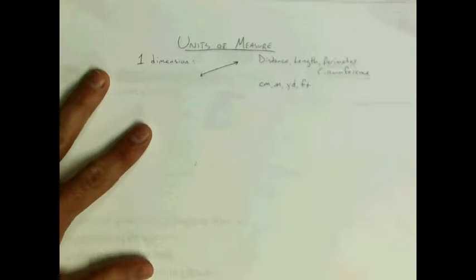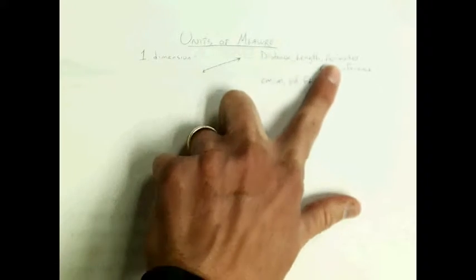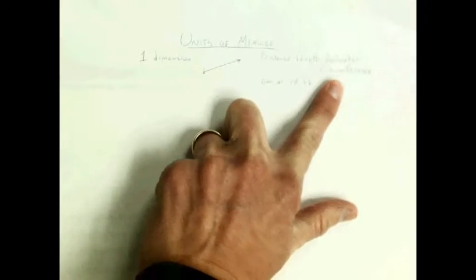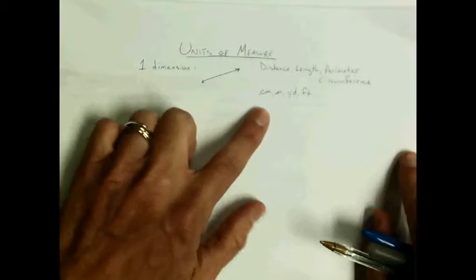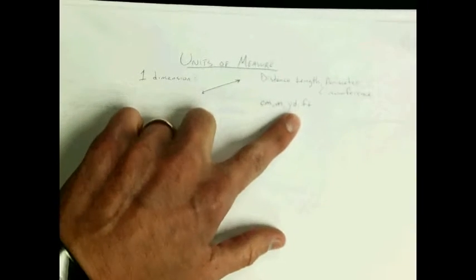Talking about units of measure. So we have to remember units of measure when we're talking about volume, especially in this one. So if we're working in one dimension, which is only a distance or a length or a perimeter or circumference, we are talking about just units. Okay, so centimeters or meters or yards or feet.